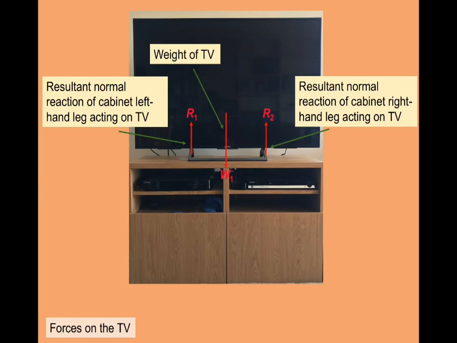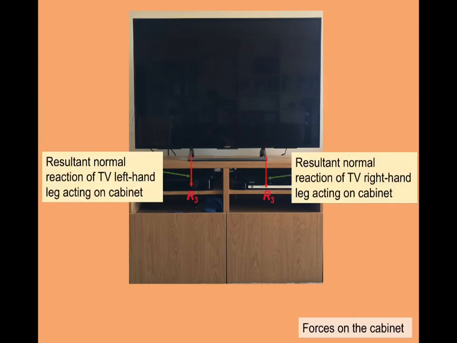For the forces acting on the cabinet, okay, there will be the reaction of the leg acting downwards here and the reaction of the leg acting downwards here. Okay, which will be opposite in direction to the forces upwards on the legs of the TV.